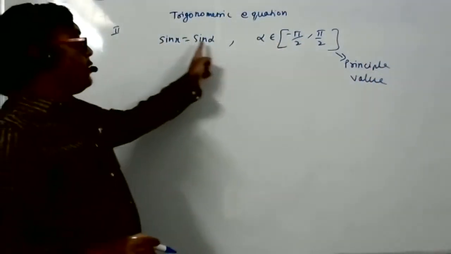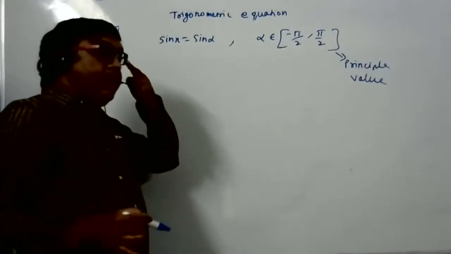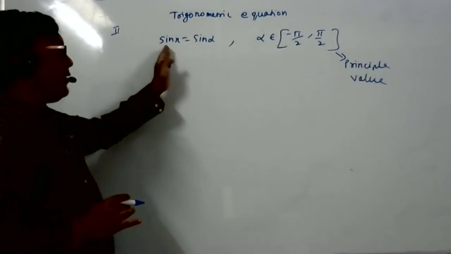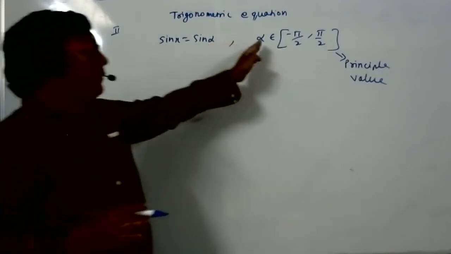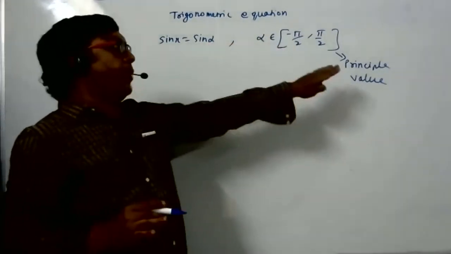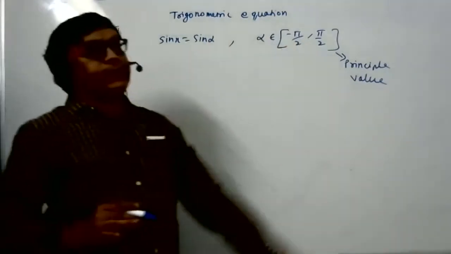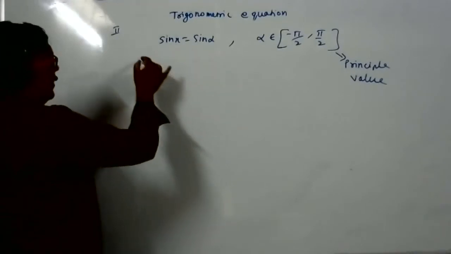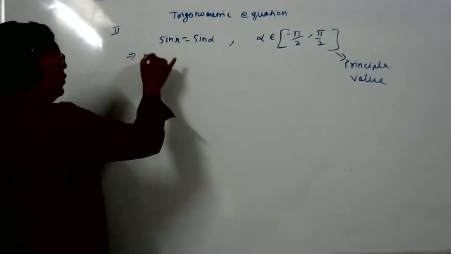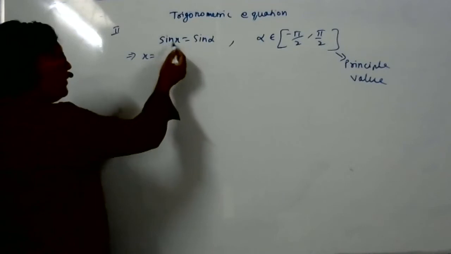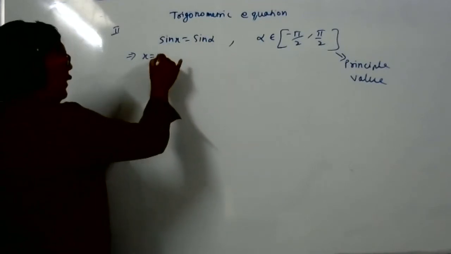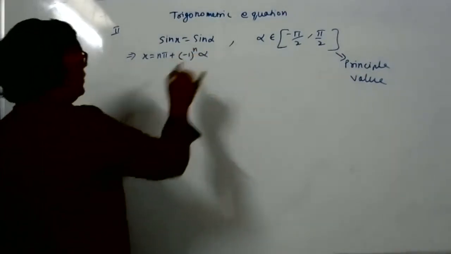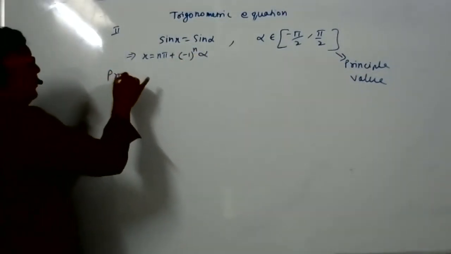Sin x is equal to sin alpha. If you're not understanding, no problem, I'll teach again. Somebody asks you what is the solution of sin x is equal to sin alpha, where alpha is from minus pi by 2 to pi by 2. This range is called the principal value. Nobody write now; I will write its answer for you. Sin x is equal to sin alpha. x is equal to n pi plus (minus 1) to the power n alpha. This is the answer. How it is the answer, I will tell you.